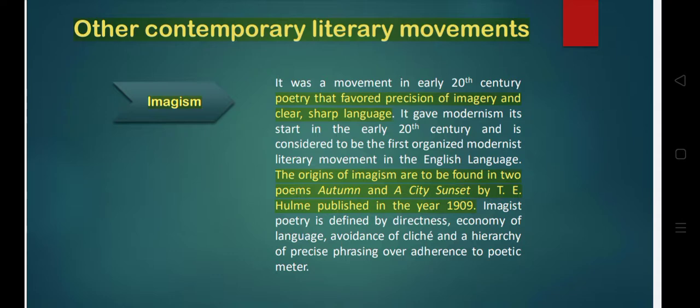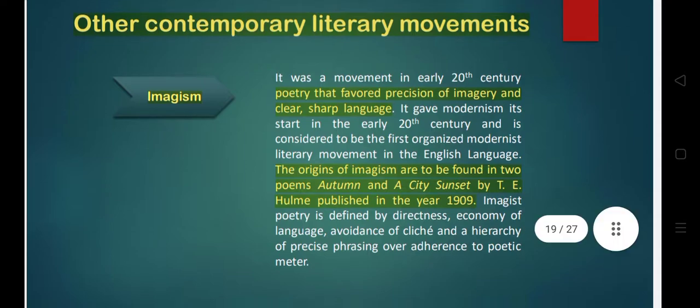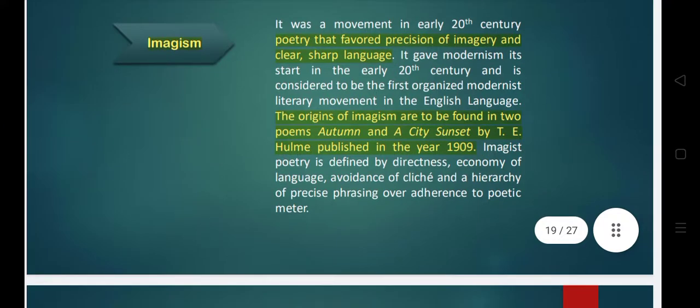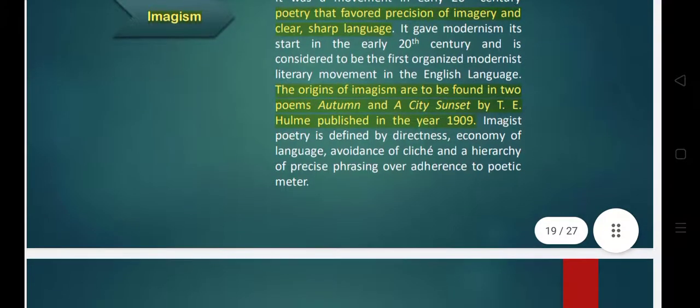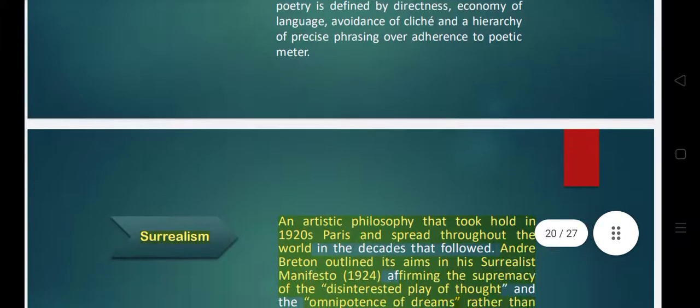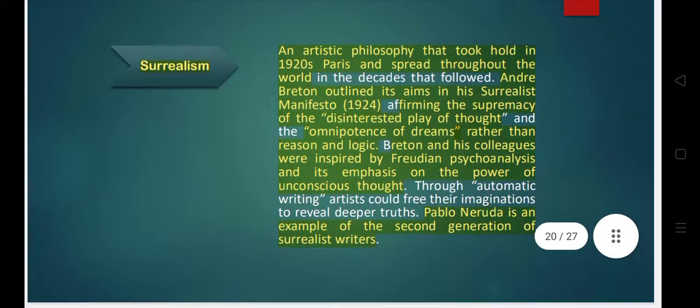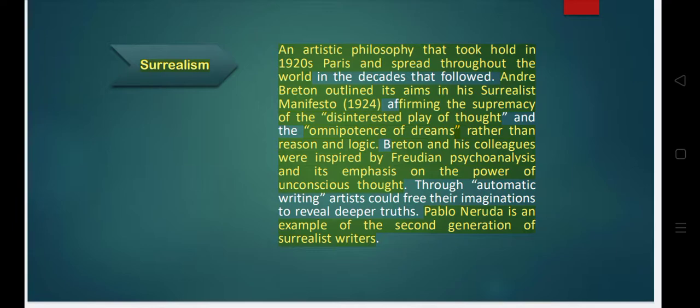Basically, it's a literary technique which is used to create images in the mind of the reader. It was initiated or studied by Ezra Pound. The origins of Imagism were found in two poems, Autumn and A City Sunset by T.E. Hulme, published in 1909. And another important movement is Surrealism.